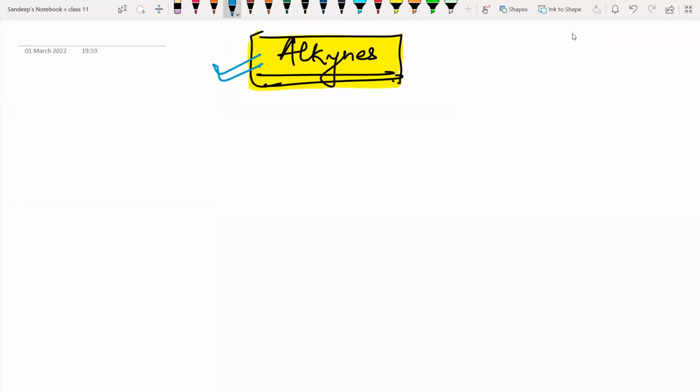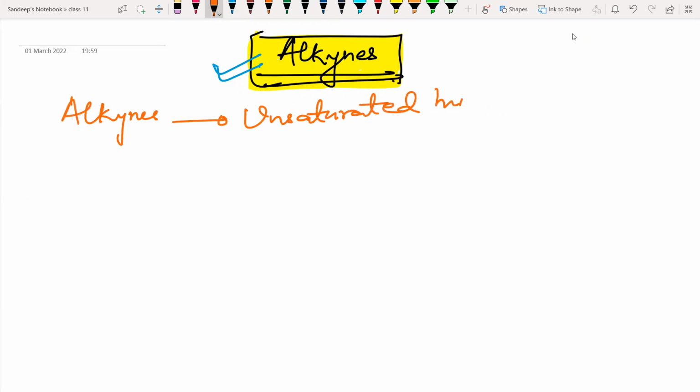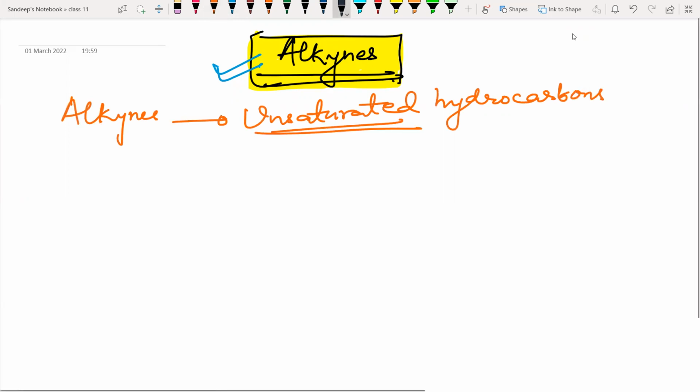So good evening, student. Today I will be discussing alkynes. Like alkenes, alkynes are also unsaturated hydrocarbons. Unsaturated hydrocarbon means carbon-carbon double bonds or triple bonds are present. So here we find that carbon-carbon triple bonds are present.